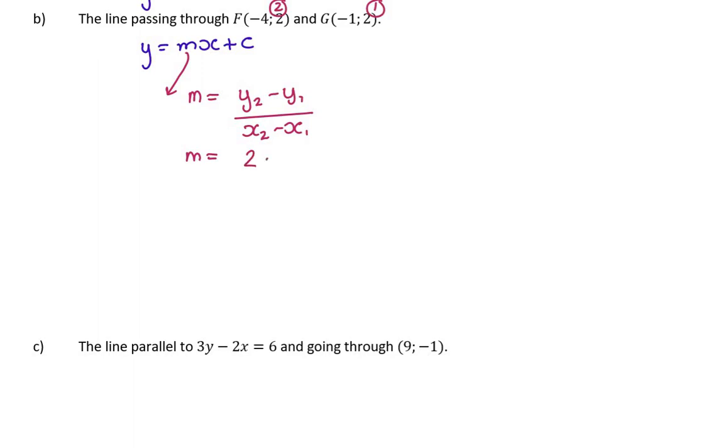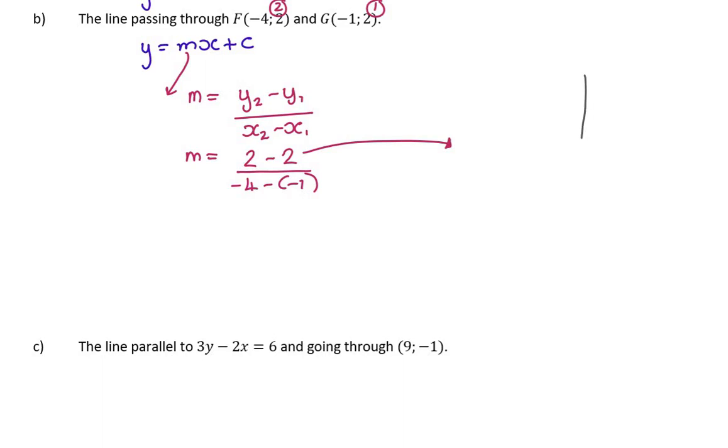So change in y is 2 minus 2. Now the moment I do that, I'm like, hang on one moment. Let me just complete the x's. So -4 minus -1. What does this mean? This means there's no change in y.